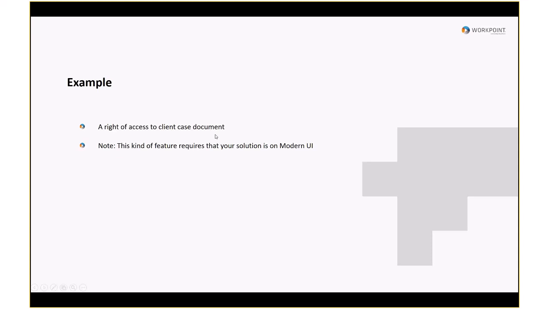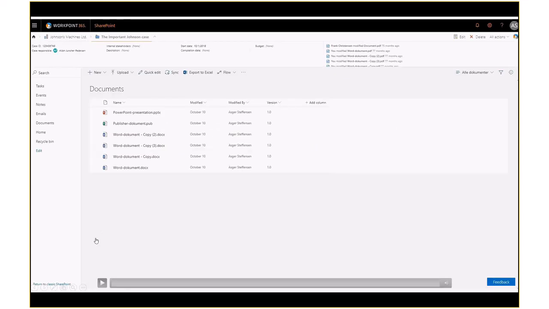So the example here, I'm going to show you a little video. The example here is that we have some clients and we have some client cases. In this case, you're looking at a modern UI, obviously. Johnson Machines is the client, and the client case here is the important Johnson case. So what we have here is, of course, some basic data on the case. I have a document list with some Word, Publisher, PowerPoint documents in it. And what is happening now is that we're going to move some of those documents to a right to access. Let me see how this works.